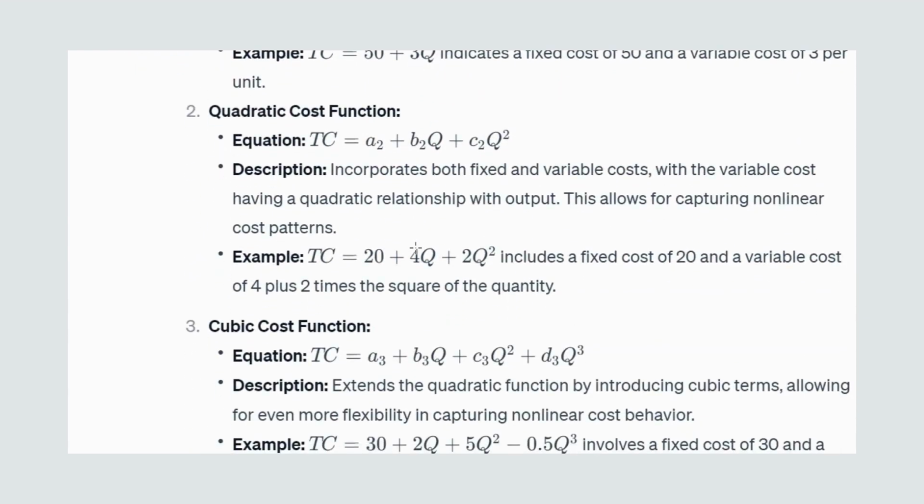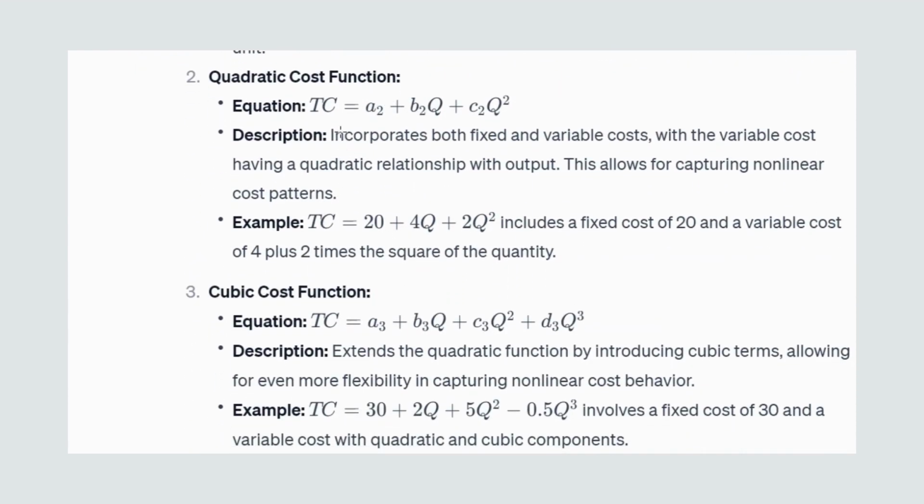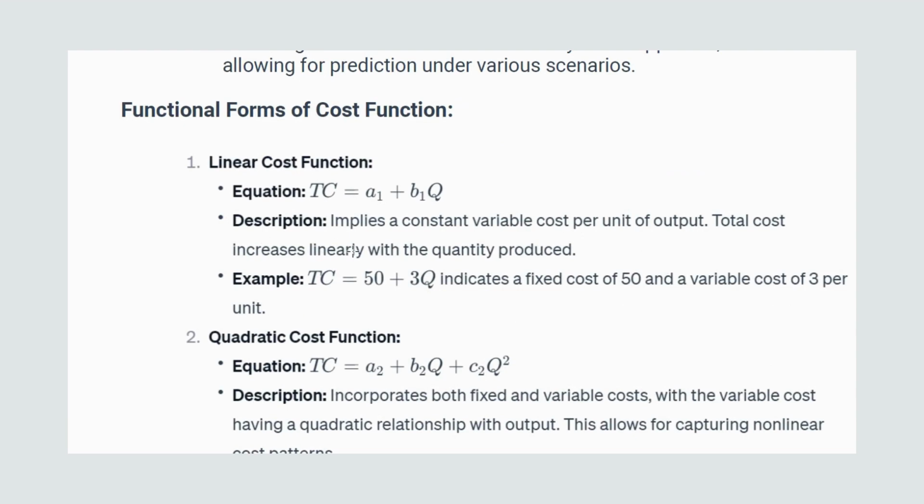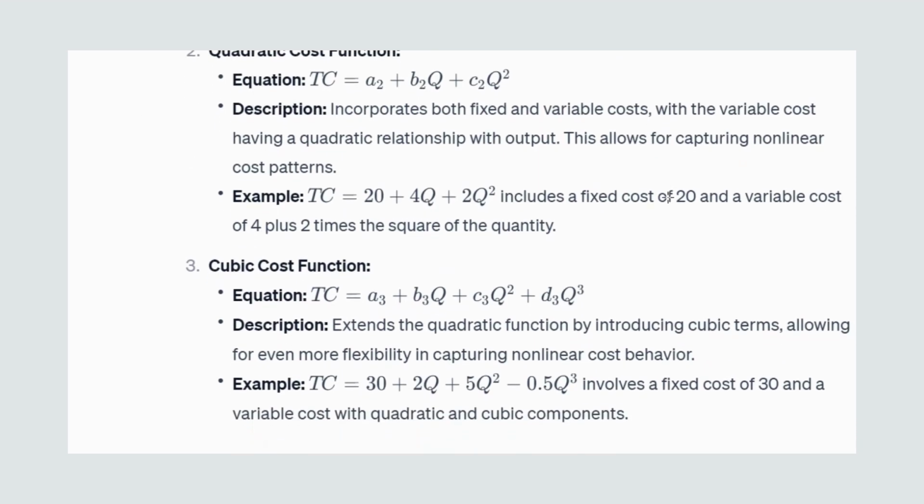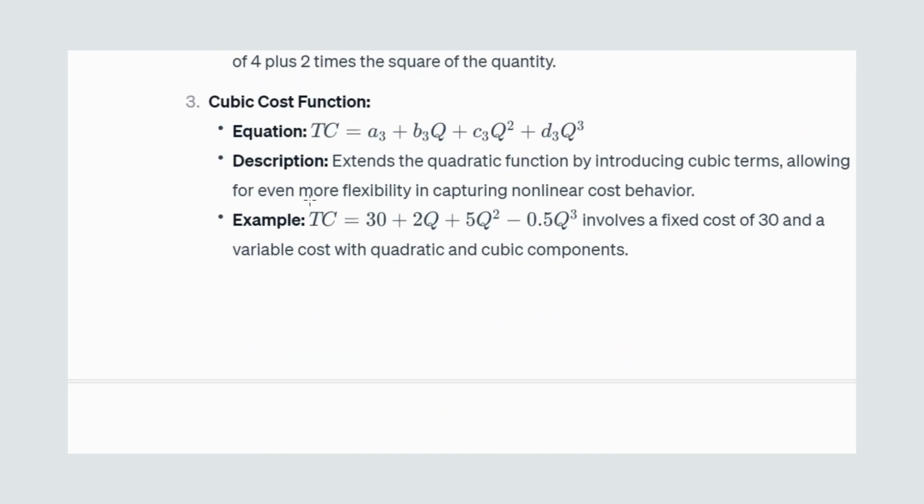Then comes the quadratic cost function. The equation is given here. The total cost is equal to A2 plus B2Q plus C2 Q square. So here both fixed and variable cost, with the variable cost having a quadratic relationship with output. That is why this function is called quadratic cost function. This function allows for capturing non-linear cost patterns. Here we have seen what kind of cost pattern? Linear cost pattern, right? And in quadratic cost function, it allows you to capture the non-linear cost pattern. We can see the example given for quadratic cost function.